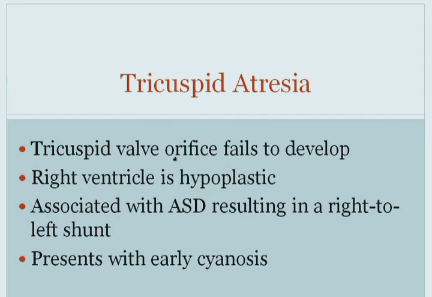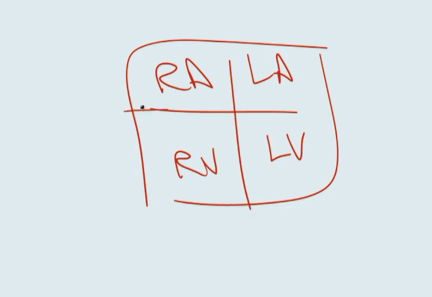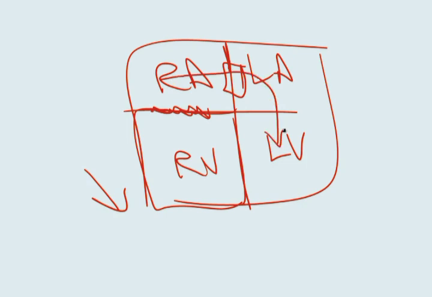Tricuspid atresia is when the tricuspid valve orifice fails to develop. And again, the word atresia means that you fail to form the lumen of a tube. And in this particular case, the tube is the atrium. Now, basically what's going to happen here is the following. You've got the right atrium, right ventricle, left atrium, left ventricle. And of course, this is where the tricuspid valve is. So if this fails to form, then you're not going to be sending blood into the right ventricle. So of course, in response to that, the right ventricle is going to become hypoplastic. Now this is classically associated with an ASD, so that there would be an opening here, and that opening would allow blood to cross over.